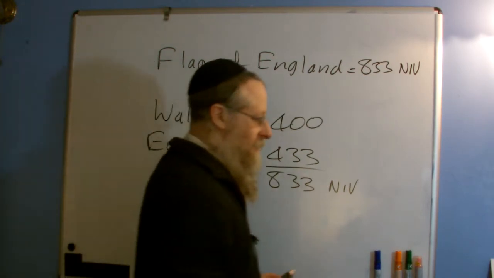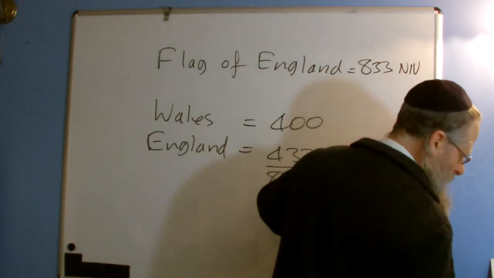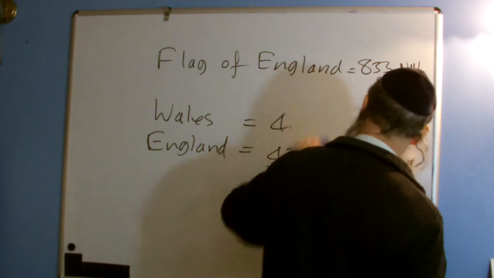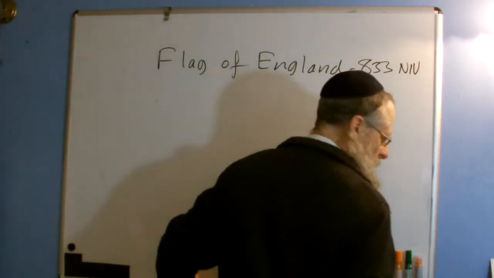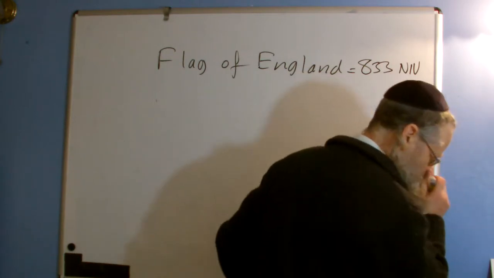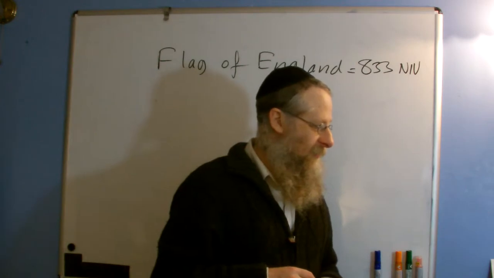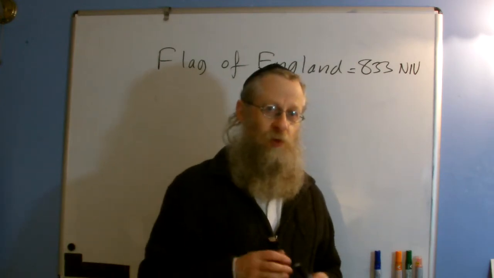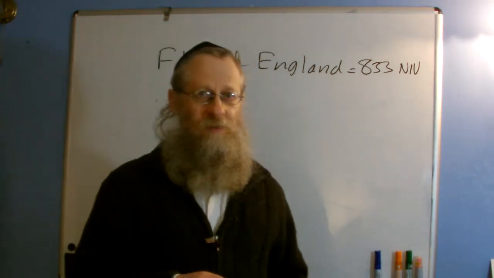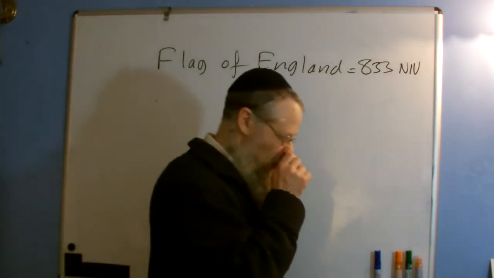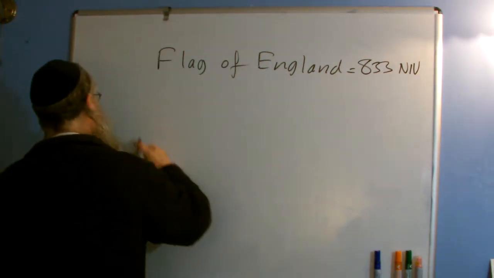So next, we're going to look at what the Flag of England is. It's a red cross. Now, the red cross is the flag of George, Saint George. Saint George is the patron saint of England, and George, we'll show the connection between George and England first.